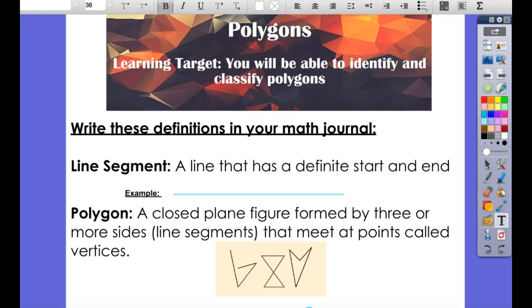Hi everybody, today we're going to be talking about polygons. Our learning target for today is that you will be able to identify and classify polygons. And after watching this video, you'll know exactly what that means.